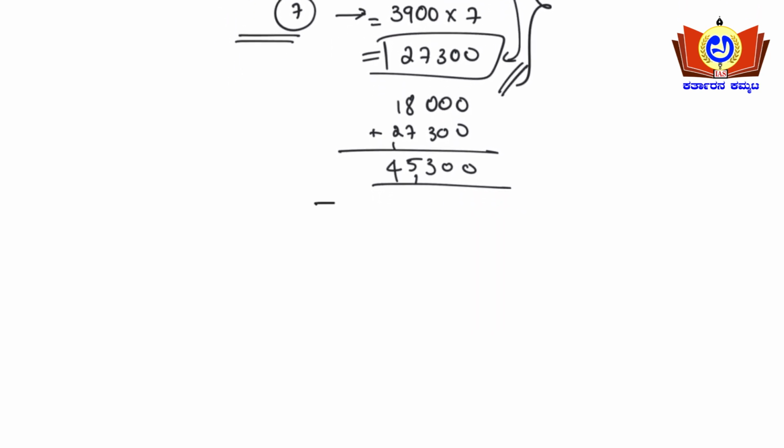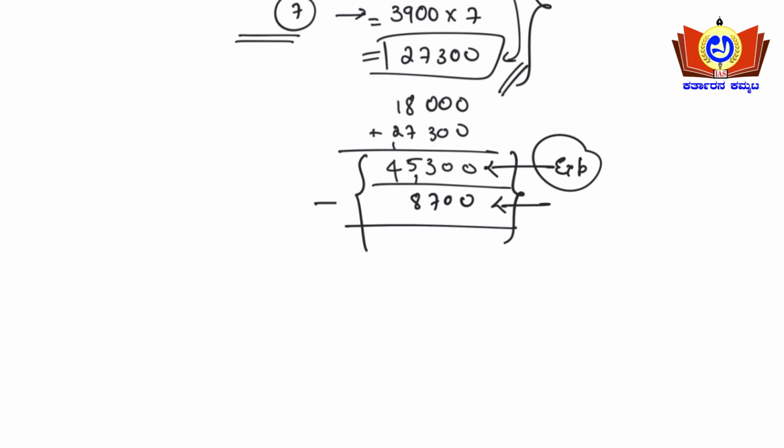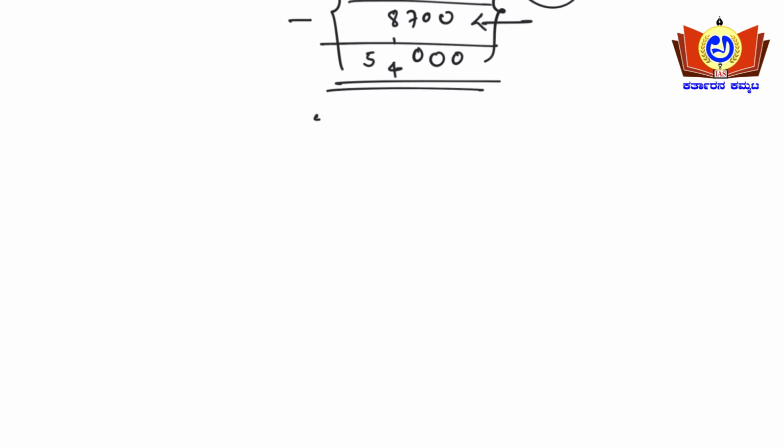What is the savings done here? It is given as 8,700. He saves 8,700. The 45,300 is the total expenditure in 1 year, and he is saving 8,700. If we add both these values, I'll get how much the person earns in a year, for 12 months. So 54,000 is the total income of that person in a year. 54,000 for 12 months.